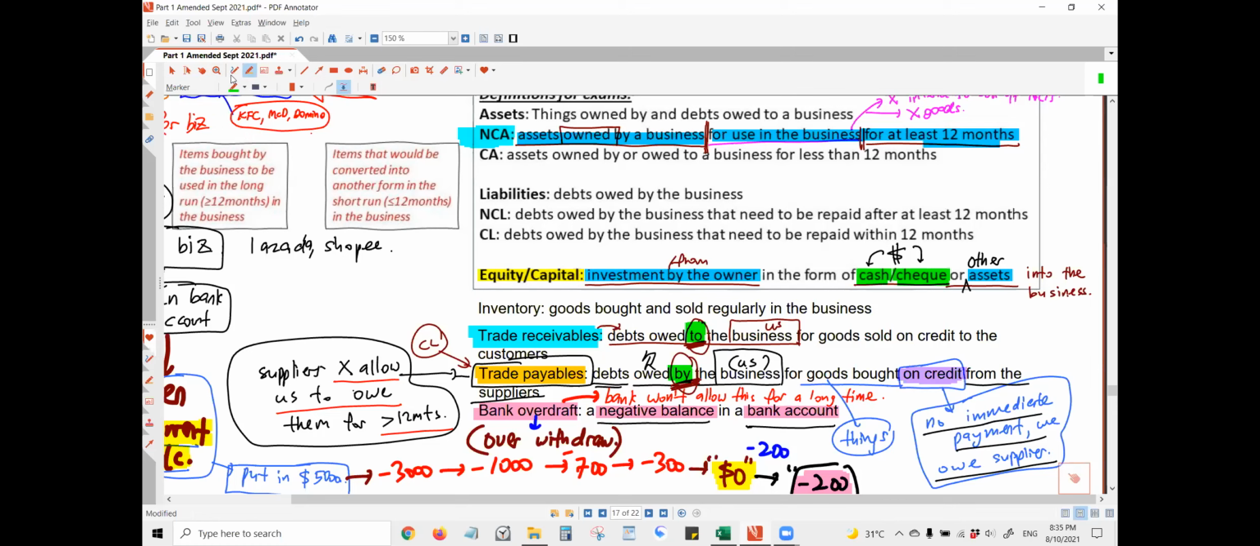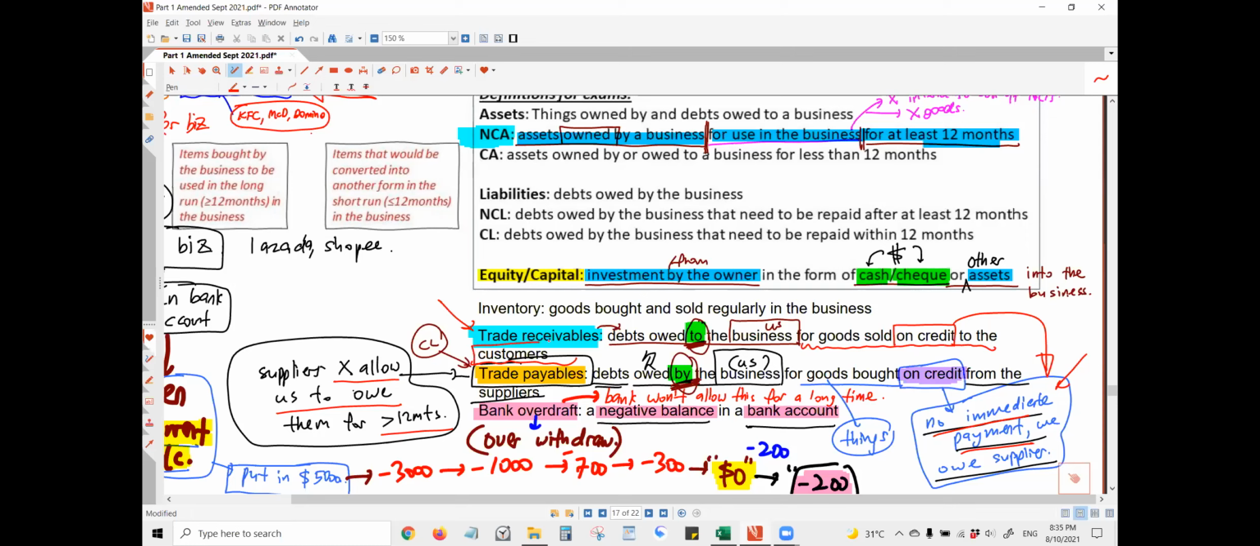So debts owed to the business. Let's come back to trade receivable. Debts owed to the business. Somebody owes us money. Why? Continue to read, then you know why. For goods sold on credit to the customers. Last lesson, I also mentioned the term on credit, and I've explained it. On credit, you have the meaning here. You should have written this. It means no immediate payment. So who is not making immediate payment here?